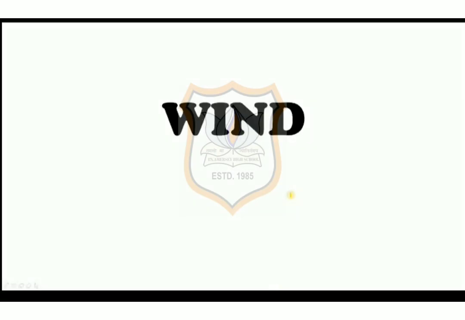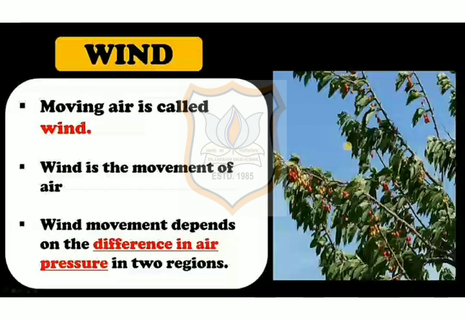Students, now we will try to understand how winds are produced, how they bring rain, and how they can be destructive sometimes. You already know that moving air is called wind. Wind is the movement of air. Wind movement depends on the difference in air pressure in two regions. Air moves from the region where the air pressure is high to the region where the pressure is low.